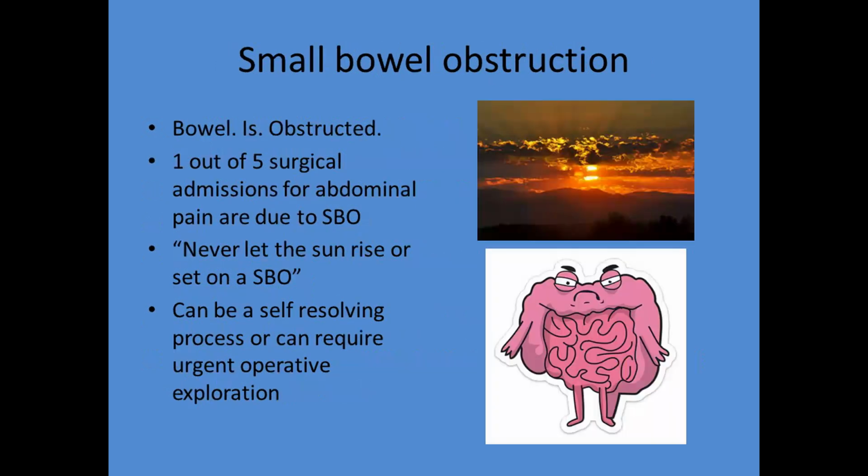So the definition of small bowel obstruction is pretty self-explanatory. There's no need to overcomplicate it. The bowel is obstructed. 1 out of 5 surgical admissions for abdominal pain is typically due to a small bowel obstruction. And the old surgical adage, never let the sun rise or set on a small bowel obstruction, was said typically because these can evolve into a pretty serious condition, which we'll get into later. Alternatively, they can actually be self-resolving and unfortunately occasionally need an urgent operative intervention.